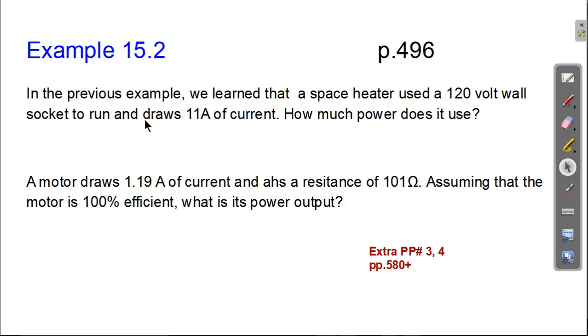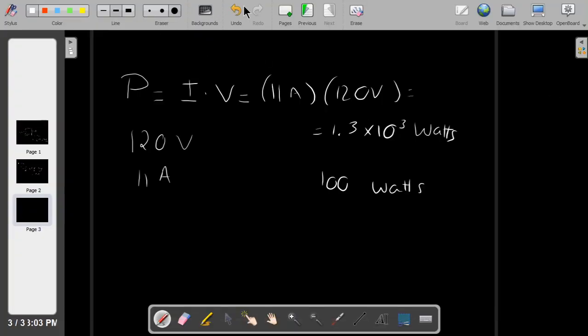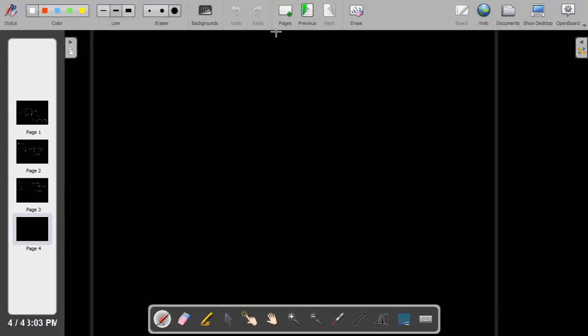So example 15.2, the second part of the example. It says a motor draws 1.19 amps of current and has a resistance of 101 ohms. Assuming that the motor is 100% efficient, what is its power output? Okay, they're asking for power again, don't they? But what did they give us this time? They gave us the current, 1.19 amps. What else did they give us? They give us the resistance, 101 ohms.